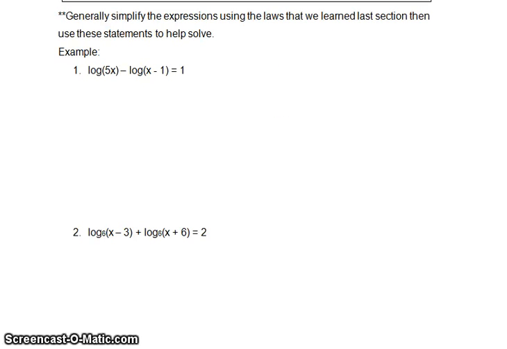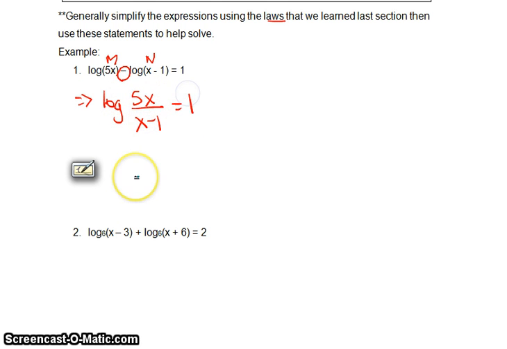Alright, so for this first example, we have log 5x minus log (x minus 1) is equal to 1. So using our laws from 8.3, we have a subtraction symbol there, so that means we're going to be using our quotient rule. So here 5x would be m, x minus 1 would be n, and we can rewrite our left-hand side as log of 5x divided by (x minus 1) is equal to 1.